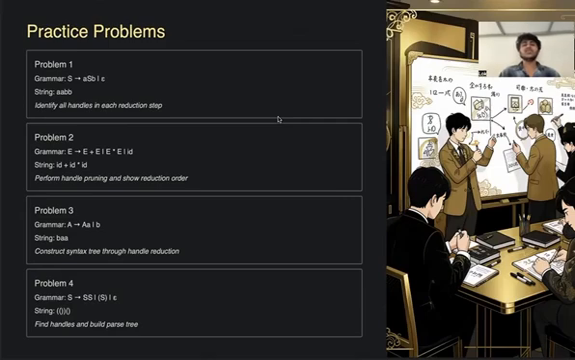Now let's discuss the practical problems. In these slides, we have some practical problems to understand better. Each problem gives a grammar and a string. You need to identify the handles, perform reductions, and build the parse or syntax tree. These problems help in strengthening our understanding of handle parsing and handle pruning.